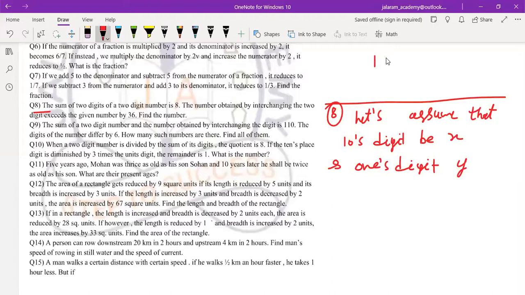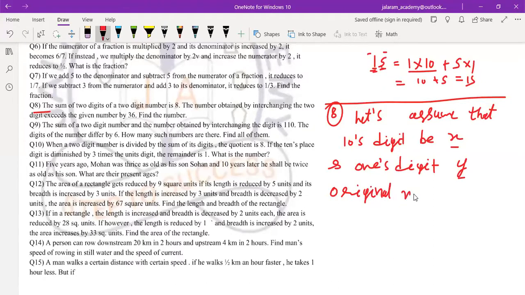As we know, if 15 is the two-digit number, then the tens digit is 1 and the unit digit is 5. So if you write it in expanded form, we will multiply the tens digit by 10 and the unit digit by 1 only and add them. 10 plus 5 gives the result 15. So if the tens digit is x and the ones digit is y, we have to write the original two-digit number also. The tens digit will be multiplied by 10 and the unit digit will be multiplied by 1. So the original two-digit number becomes 10x plus y.